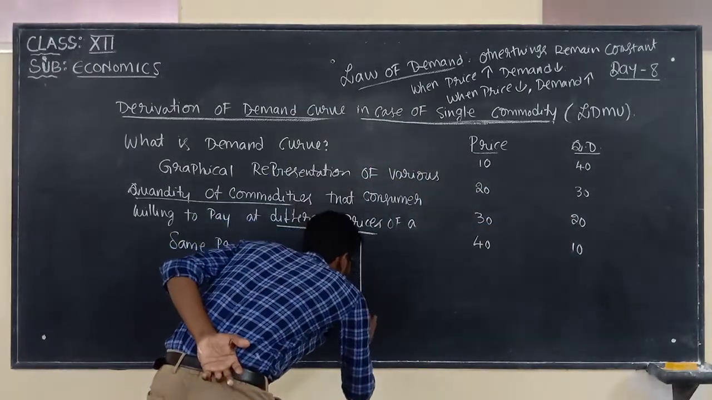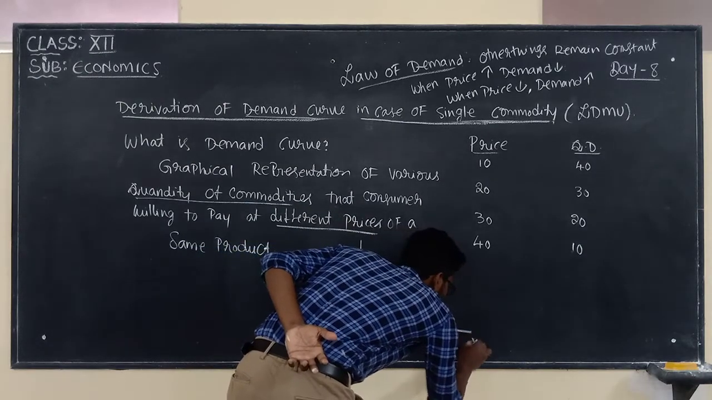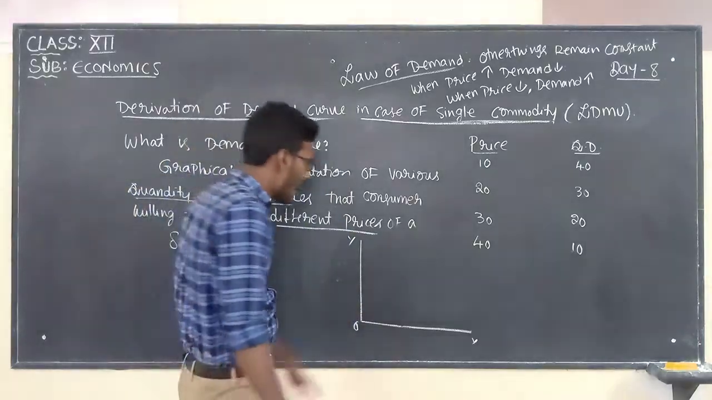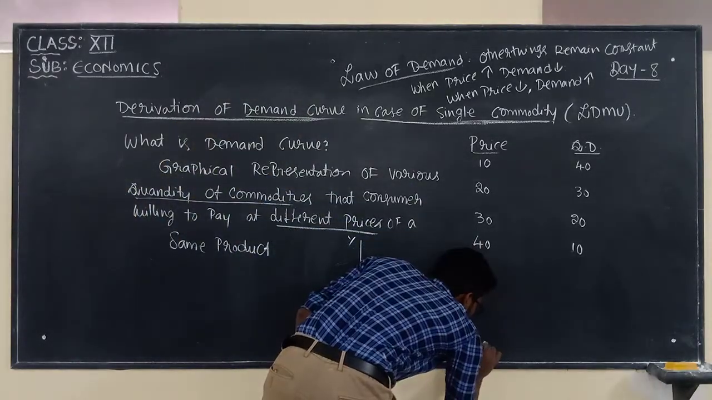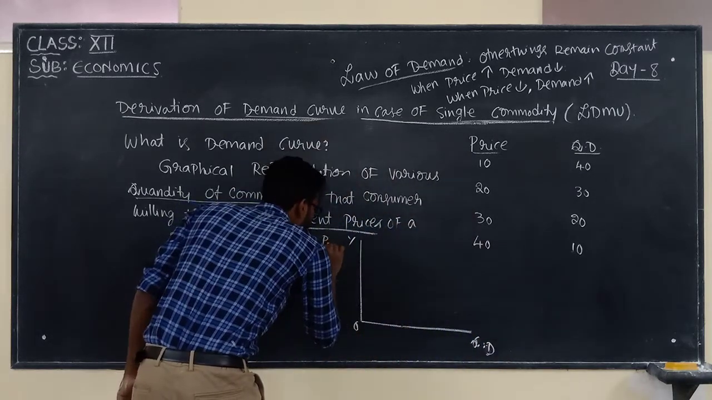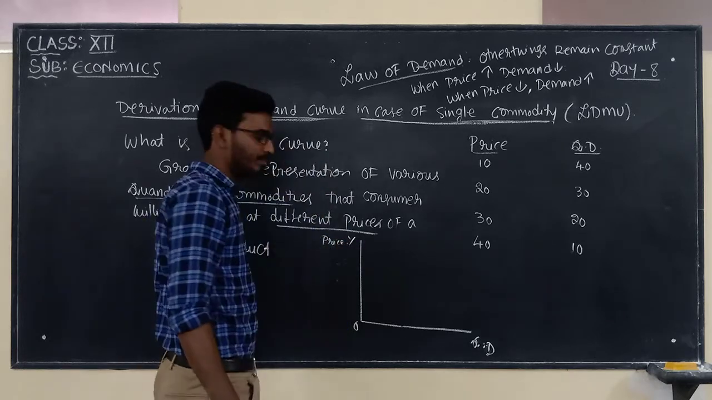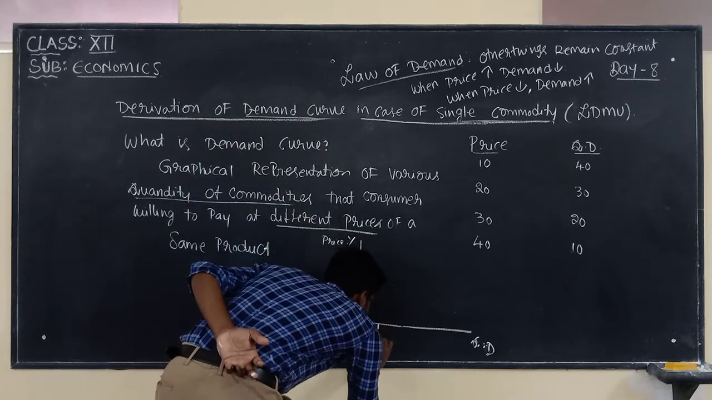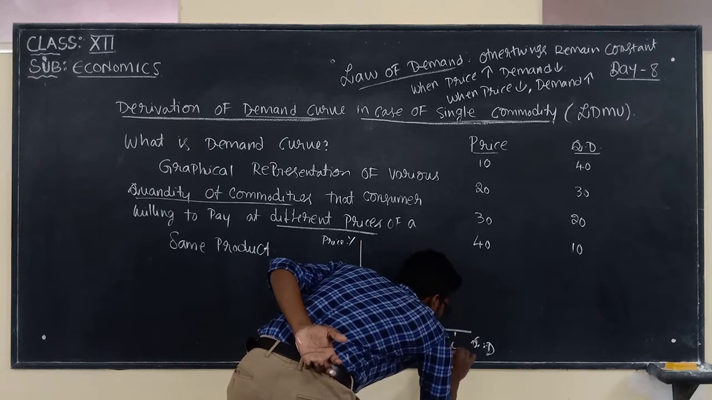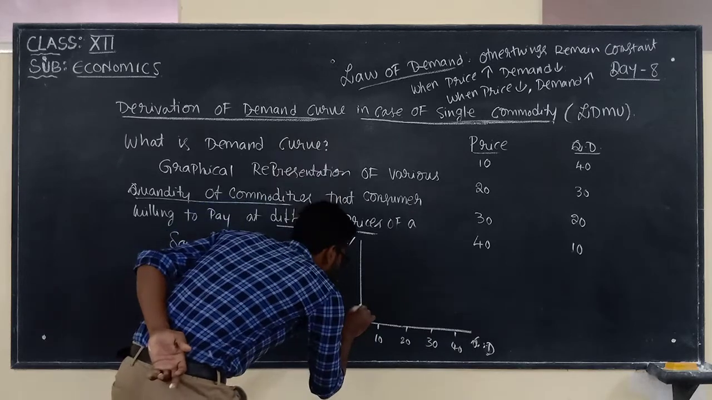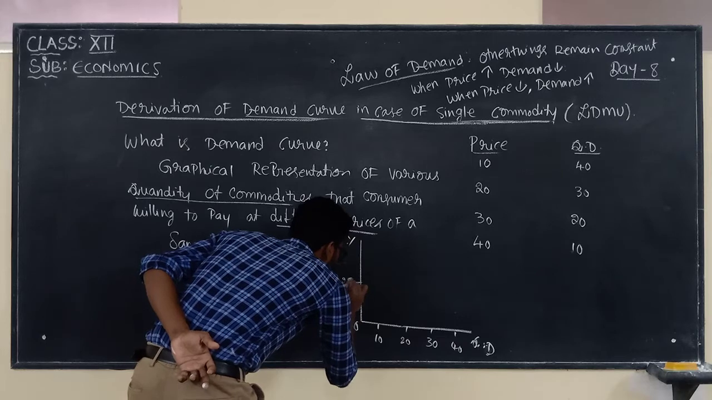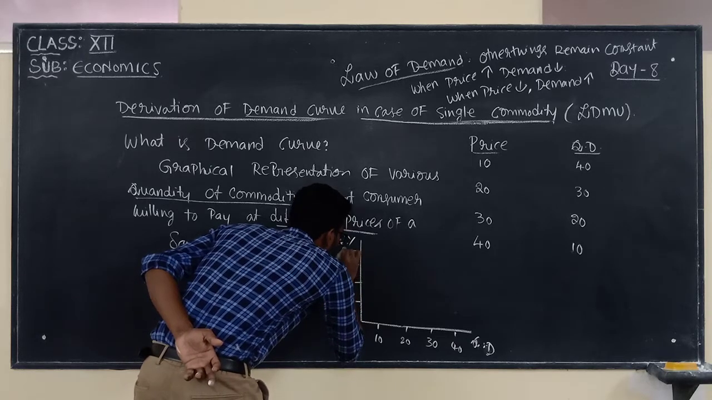Now the same information, let us find out through a graphical representation. On the x-axis we are taking quantity of demand. On the y-axis we are considering price. Here we are taking 10, 20, 30, 40. In the same manner, here also we are taking the same numerical values 10, 20, 30, 40.